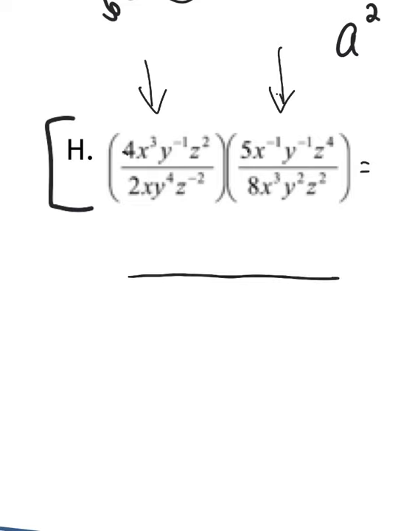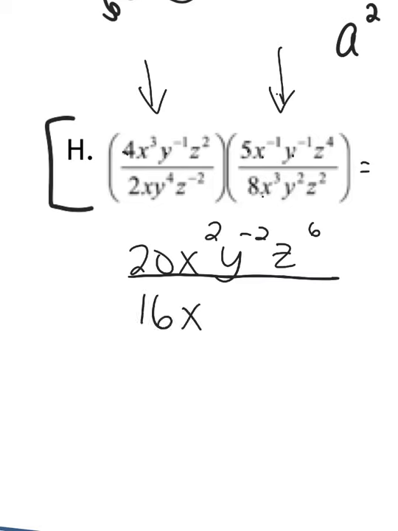5 times 4 is 20. If I add the exponents for the x's, I get x squared. Add the exponents for the y. Add the exponents for the z. Multiplying on bottom, 2 times 8 is 16. Add the exponents for the x's. Add the exponents for the y. Add the exponents for the z.